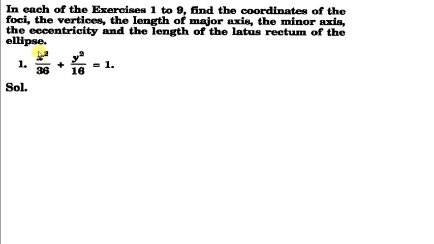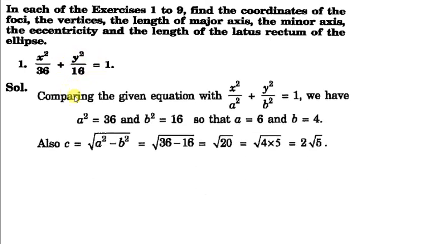Here the denominator of the x squared term is greater than the denominator of the y term. It means its major axis is the x-axis, so we will compare it with the equation x square upon a square plus y square upon b square equal to 1. Now comparing, we find that a square equal to 36, b square equal to 16, so a is equal to 6 and b equal to 4.